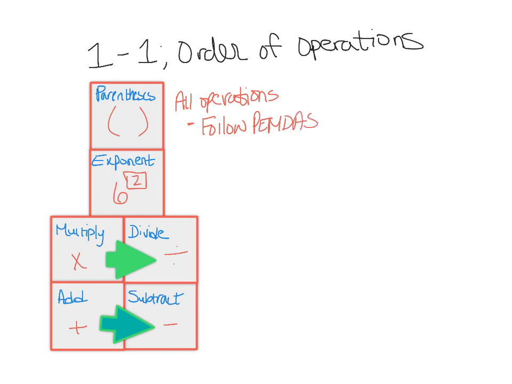Once we have done everything in the parentheses following PEMDAS, we do our exponents. I put the 2 in the square because that is the exponent. Okay? When we square something, we multiply it times itself. So 6 squared is like 6 times 6. Then we multiply and divide left to right. So that's why I put the arrow from the left to the right. So multiply left to right as we come to them.